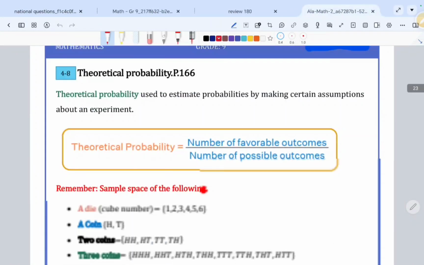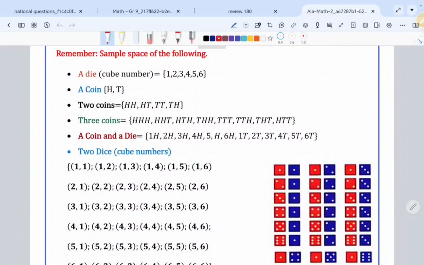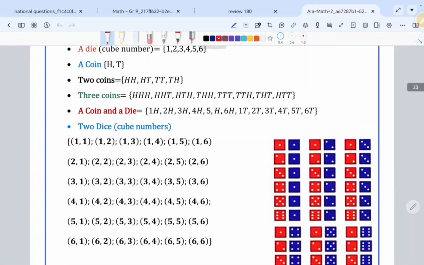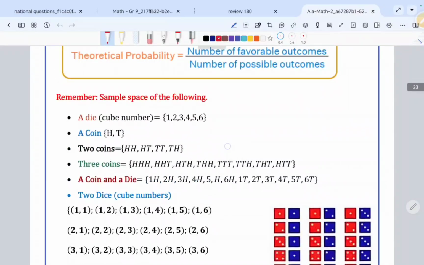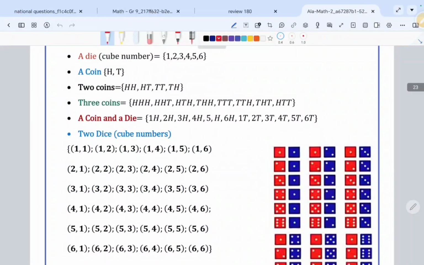Now we have the sample spaces. If you remember, the sample space of a dice is 1 till 6. Of a coin, it's head and tail. Of 2 coins, it's head-tail, tail-head, and so on. Then 3 coins, and coins with a dice, with 2 dice, okay? You have to know each sample space very well.